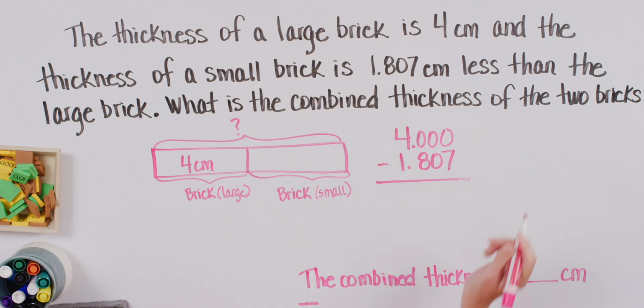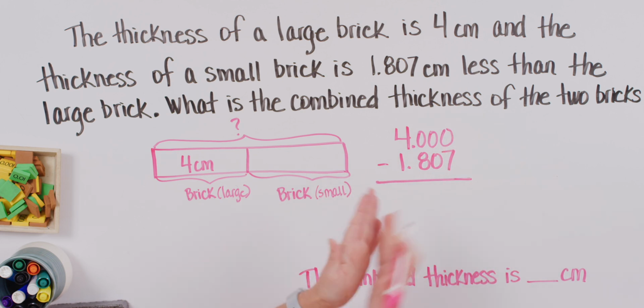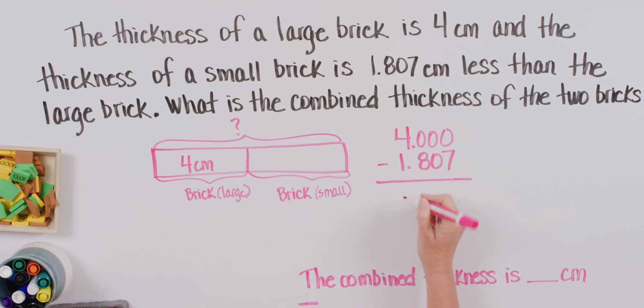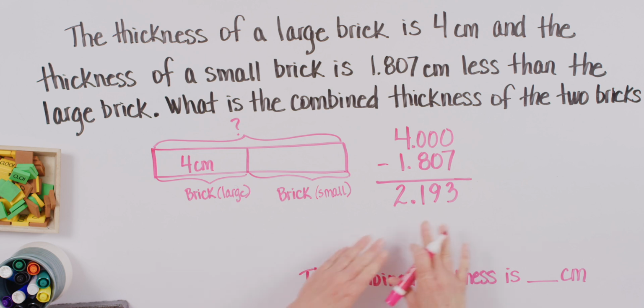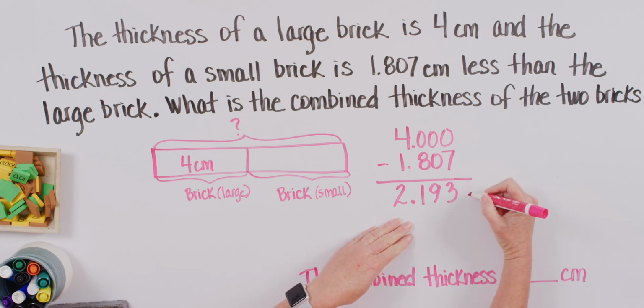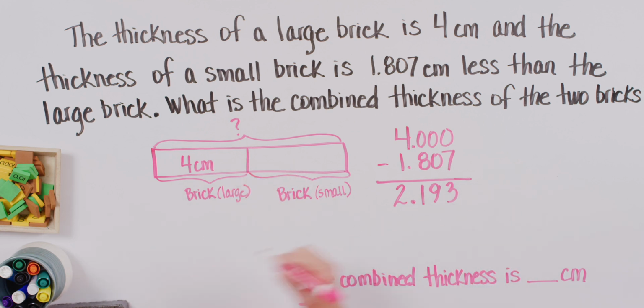And there's my zeros to hold those places there. All right, what did you get when you subtracted here? Hopefully you got 2 and 193 thousandths. So what does this represent? Yeah, this represents the thickness of this small brick. So I'm going to write it right in here.